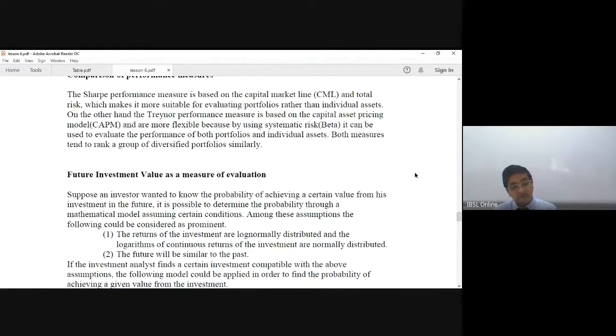Now, when you say returns of investment, now it can have a distribution. I mean, in some period of time, there can be a particular type of return, another period of time, another type of return. And this distribution is log normally distributed.